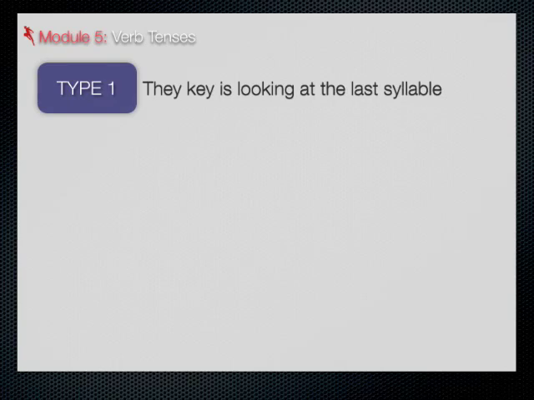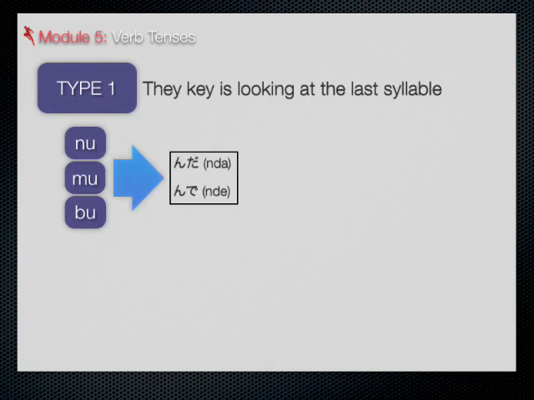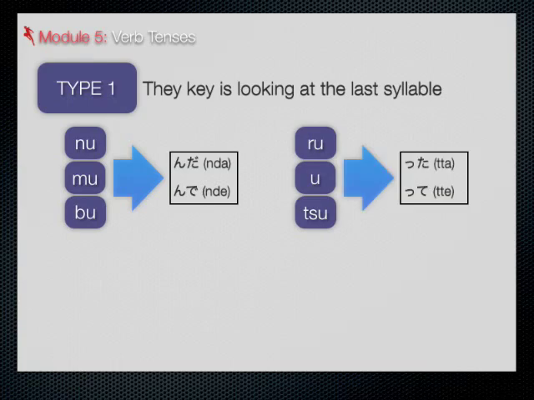So if the last letter of the word is either nu, mu, or bu, then you just drop that last letter and change it to nda for the ta form or nde for the te form. Going back to our previous example with the verb nomu, the ta form was nonda, and our te form was nonde. So we just drop the mu at the end, and we add nda or nde for the ta form and te form respectively. For verbs that end in either ru, u, or tsu, we want to drop those last letters and just add a ta or te for the ta form and te form.